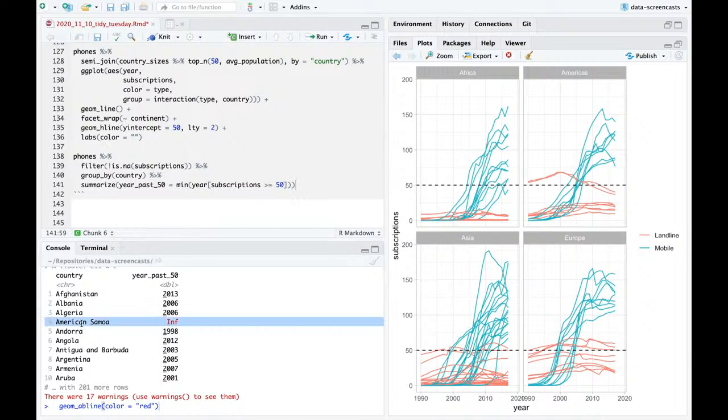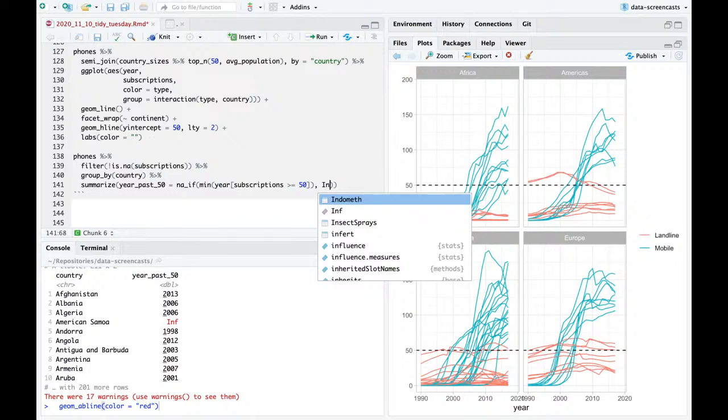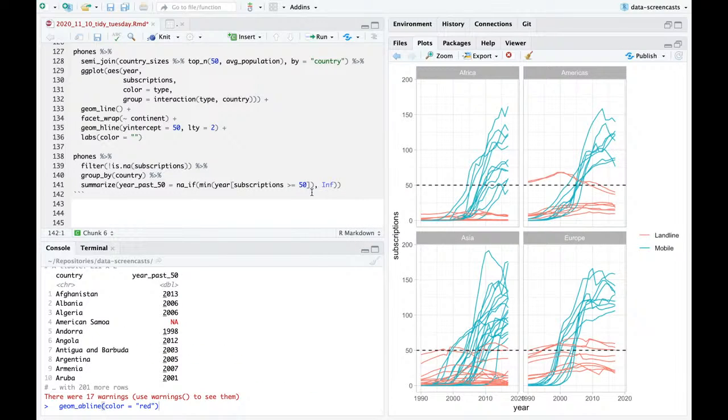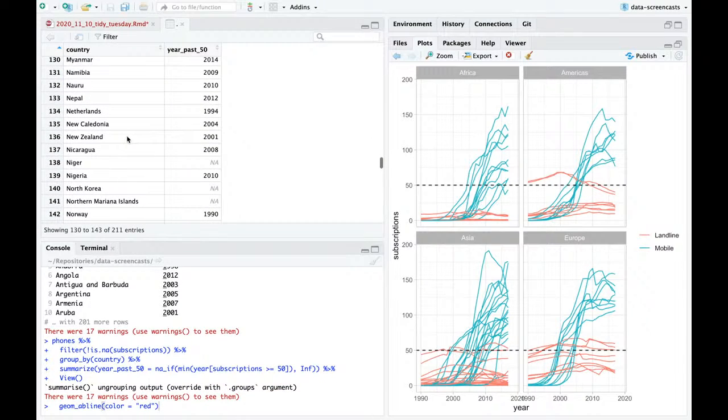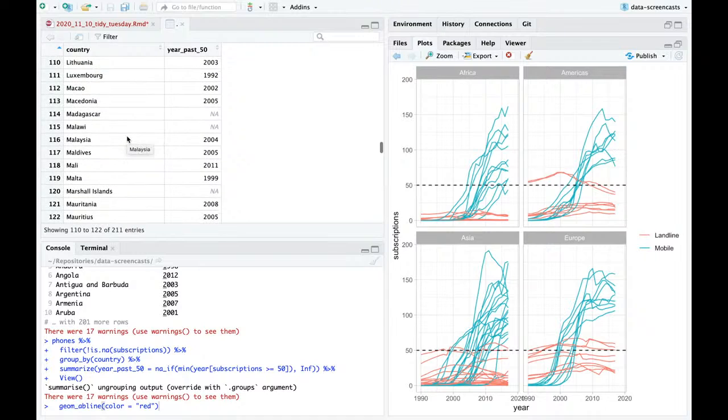What happens here is if a country never crosses it, then it ends up being infinity. That's a bit annoying. So I'm going to say, can I do NA? NA if is a useful function. Can I say NA if it's this value? Hey, look at that. I can say if it's infinity, make it an NA. It's missing. Yeah, so we can see there are some countries that never made it past 50%.